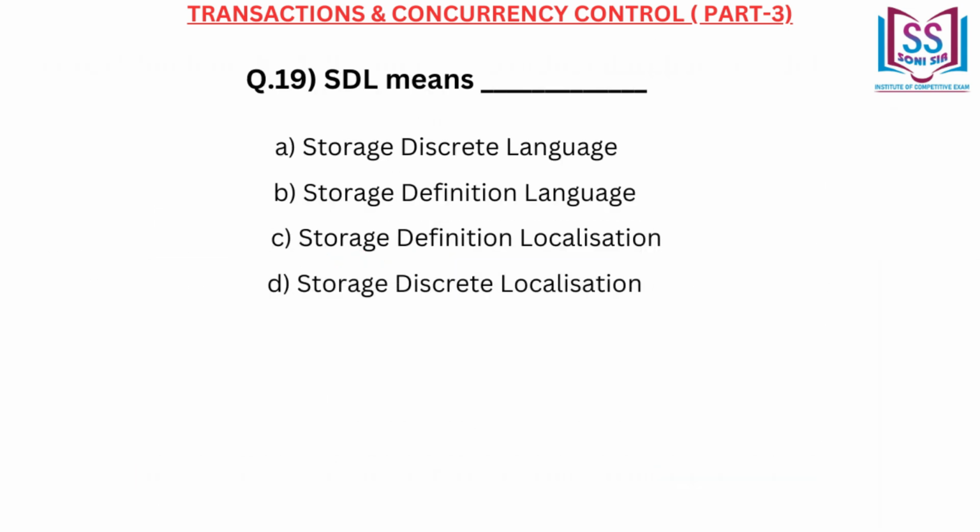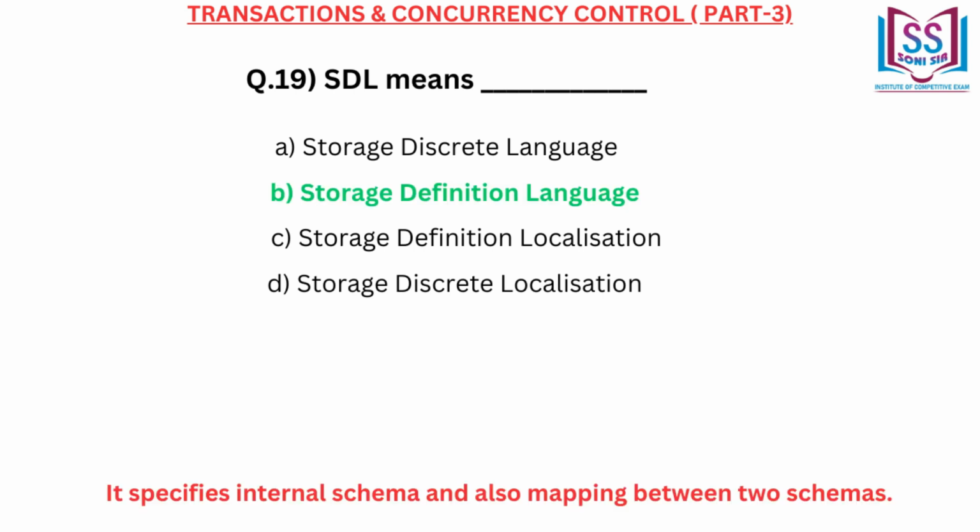SDL means dash. A. Storage discrete language. B. Storage definition language. C. Storage definition localization. D. Storage discrete localization. Correct answer, B. Storage definition language. It specifies internal schema and also mapping between two schemas.